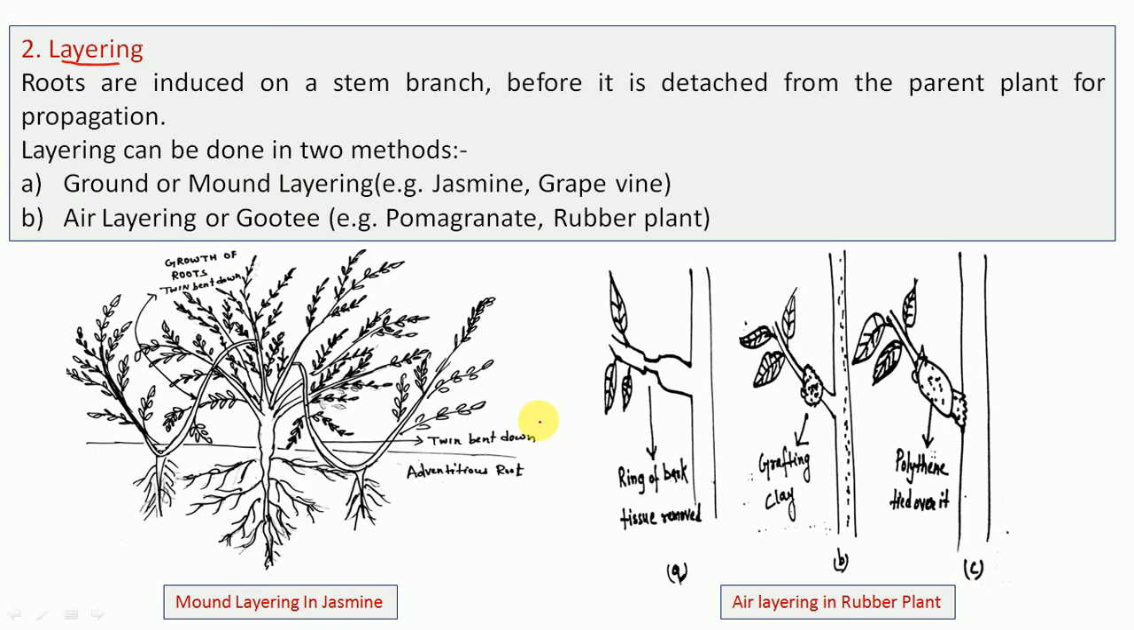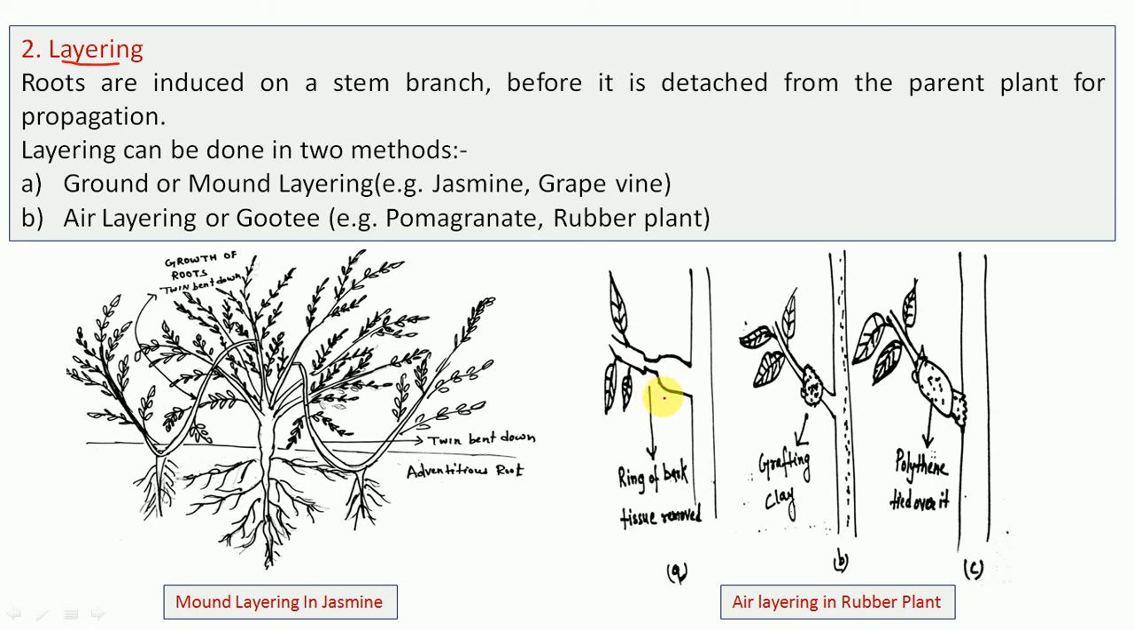Now in some trees, bending is not possible, their branches are hard or they are quite at height. So what will we do in that case? In that case, a branch is chosen. Here the dead tissues are removed and this part of the tissue is exposed. Then we put some moss or Funaria and cover it. Why are we covering this area with moss or Funaria?